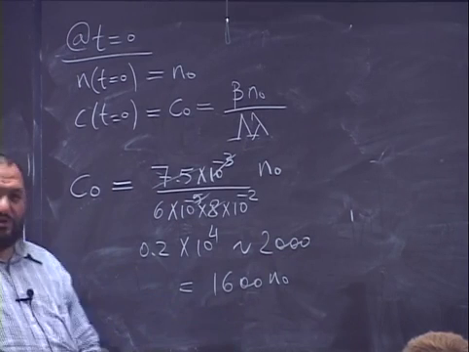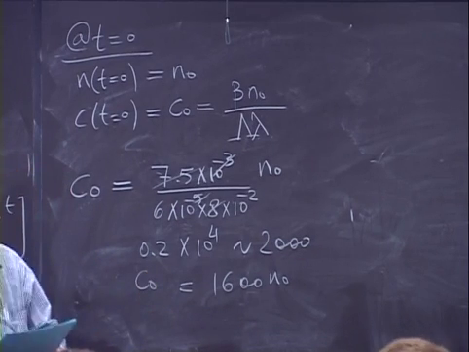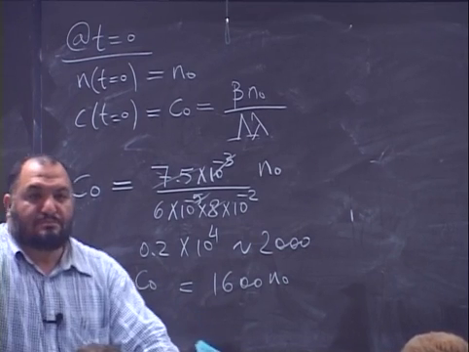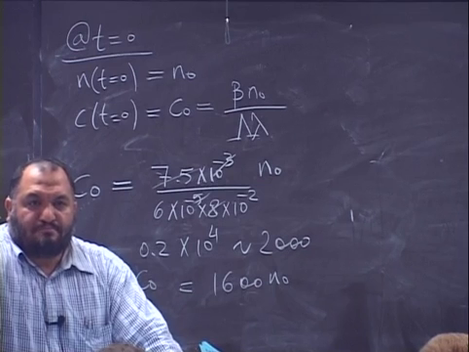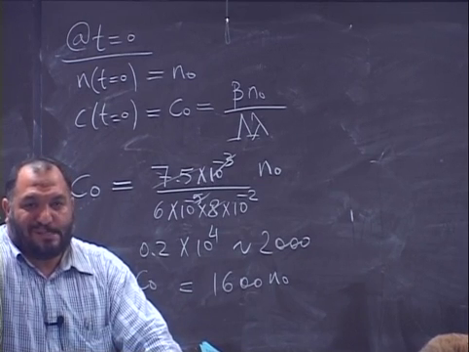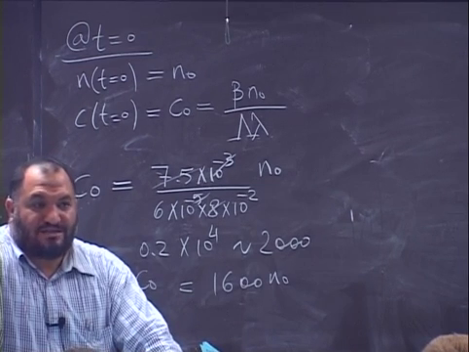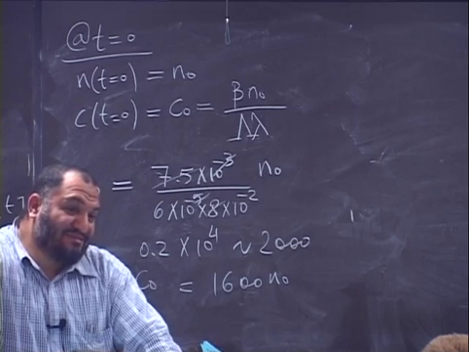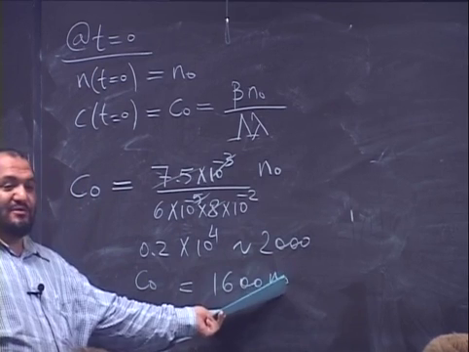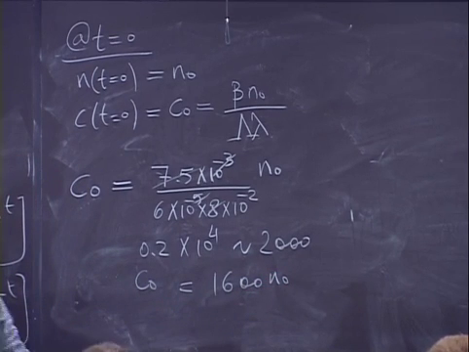So what do you think? What's this? What do you understand from this? C naught is much smaller than N naught. C naught is what? C naught is much smaller than N naught. How? If you have 1 neutron at t equals 0, you have 1600 delayed neutron precursors in the core.